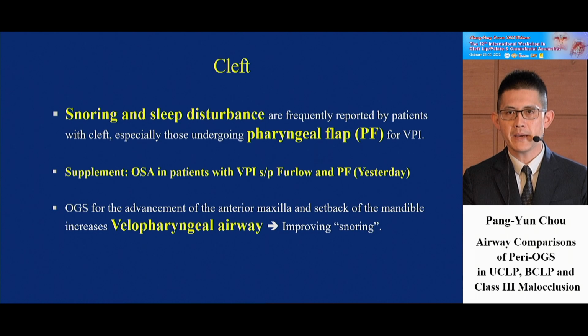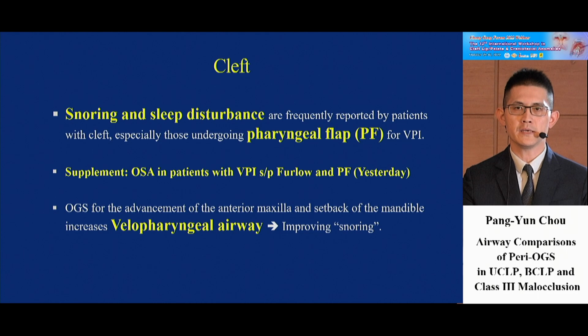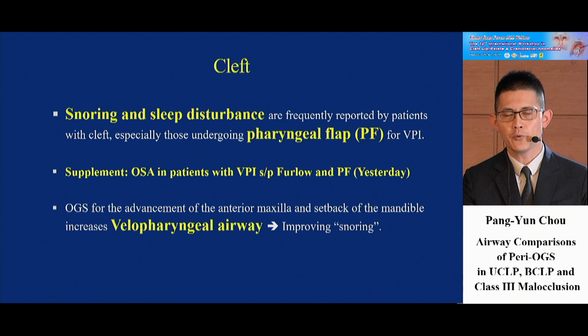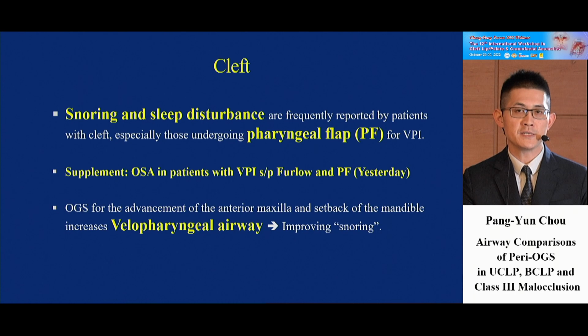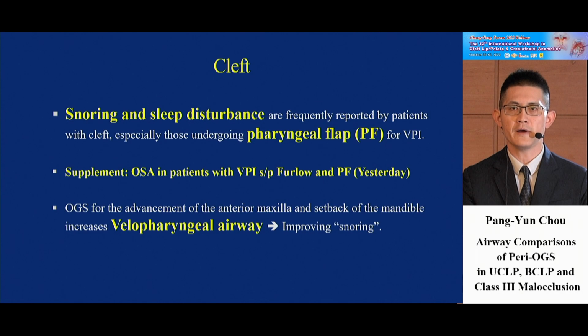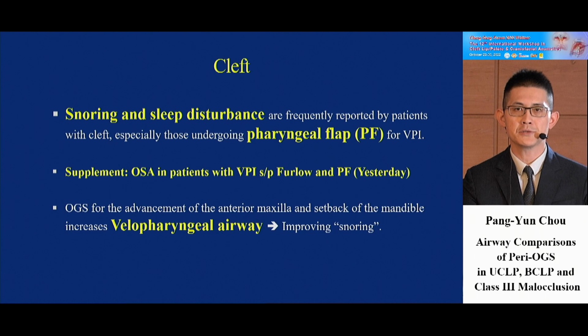Yesterday, I remember one of the questions from the audience. They asked, how are patients with cleft receiving pharyngeal flap, and do they have OSA afterward? Yesterday, I probably misunderstood the question, and I went back to check our previous data from Professor Liao in 2002 and 2004 in CPCJ.